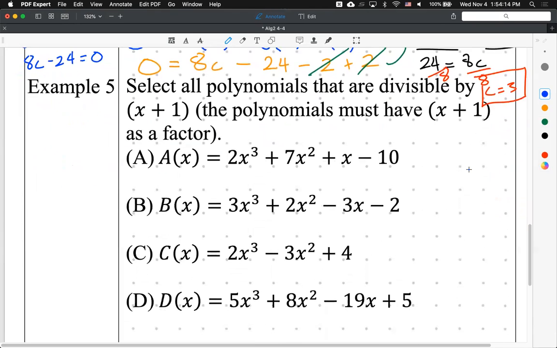Let's move on to example number 5. Select all polynomials that are divisible by x plus 1. That means that the polynomials must have x plus 1 as a factor. So I'm basically going to reread the same thing that I read up above. If x plus 1 is a factor, then the remainder must be what number? Raise your hand or just show me. Is it 1, 2, -1? Is it 0? Is it 5? Is it 10? Hold up number of fingers. What must the remainder be for x plus 1 to be a factor?